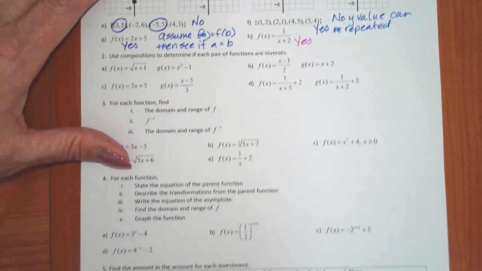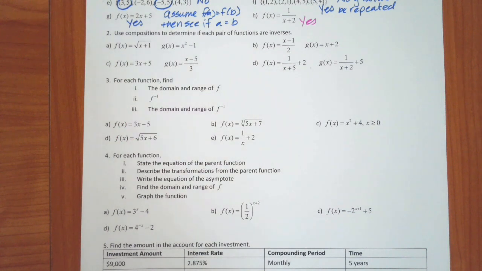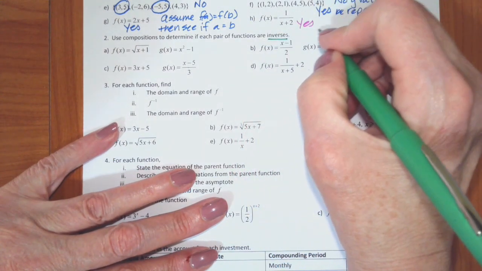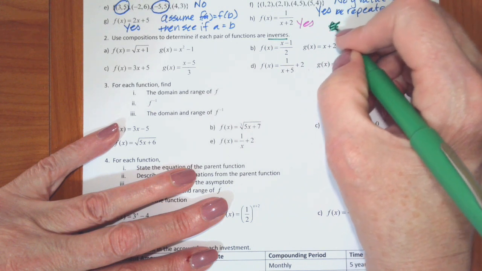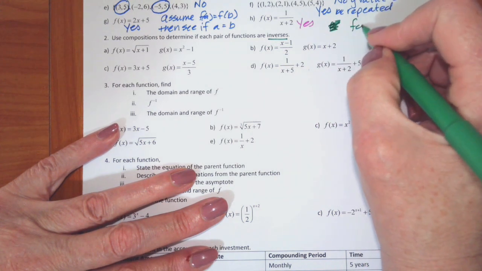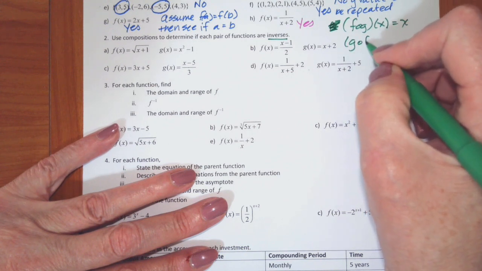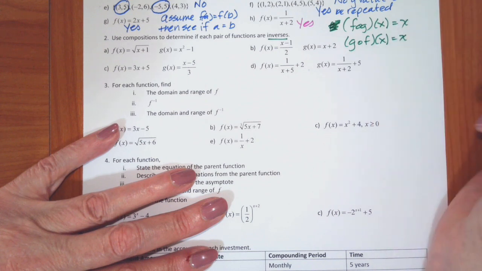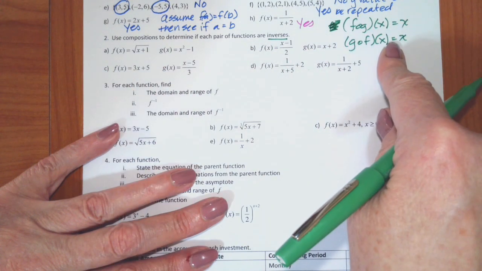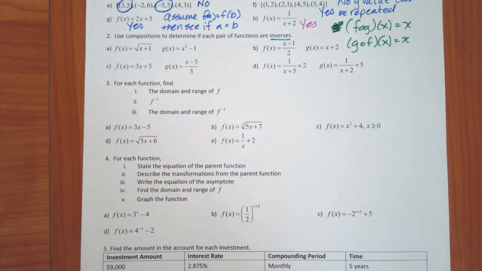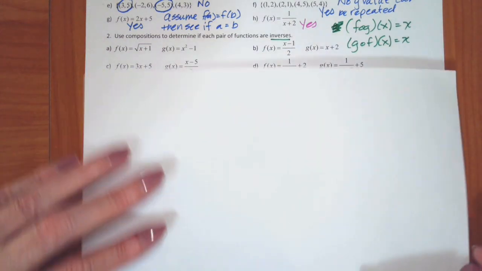On the next section, it says use compositions to determine if a pair of functions is inverses. This means that if they are inverses, then f of g of x is equal to x, and g of f of x is equal to x. So I just have to find a composition of the two functions, and if it equals x, then they are inverses. If they don't equal x, then the answer is no. So let's go ahead and do that.